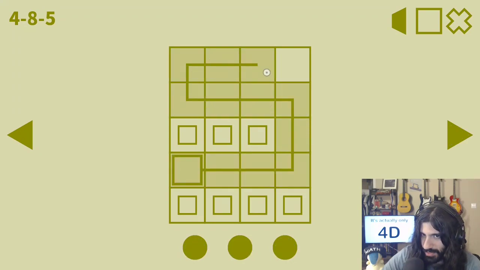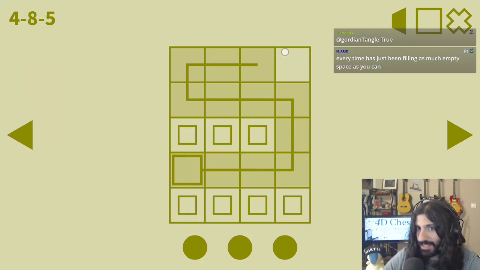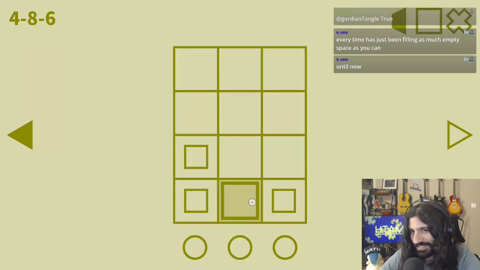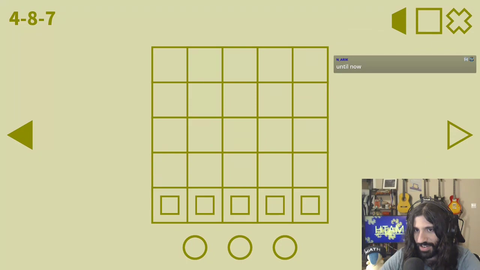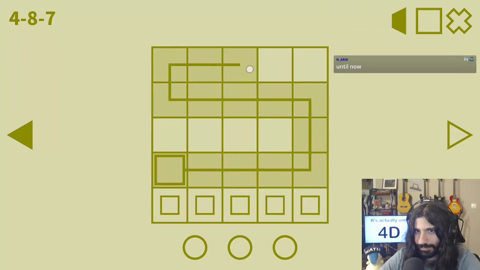Now, question is, not all the regions have to be completely filled with squares, but it still looks like what you need is 3 regions where the 2 smaller make up the bigger. Every time it's just been filling up as much empty space as you can. Get fucked, Narik. Until now. Yeah. There we go. There we go.